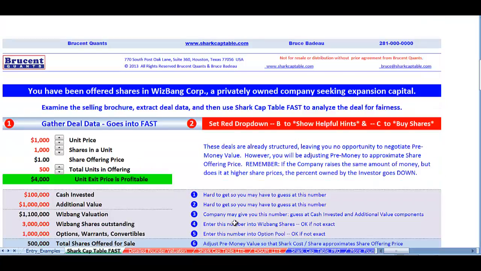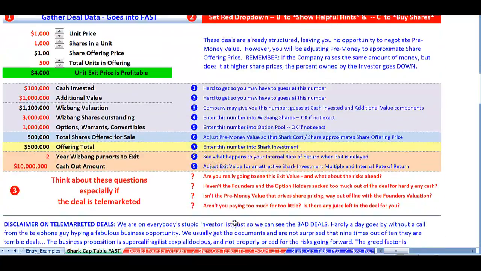Now let's go down here and ask ourselves a couple of questions. Are you really going to see this exit value? And what about the risks ahead? Well, you know, 10 million isn't going to happen. Haven't the founders and the option holders sucked too much out of the deal for hardly any cash? Well, yeah. Earlier, they seem to have it all. Isn't the pre-money value that drives share pricing way out of line with founders' valuation? You betcha. 4 to 1. Aren't you paying too much for too little? Sure. Is there any juice left in the deal for you? Not much.